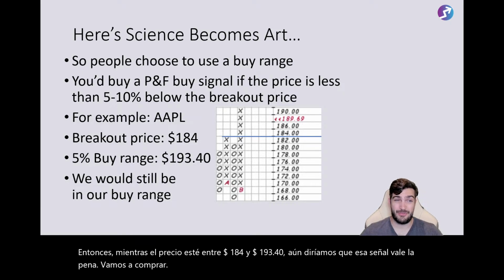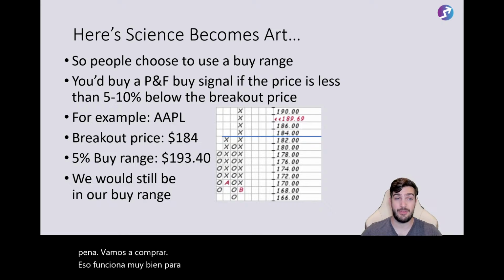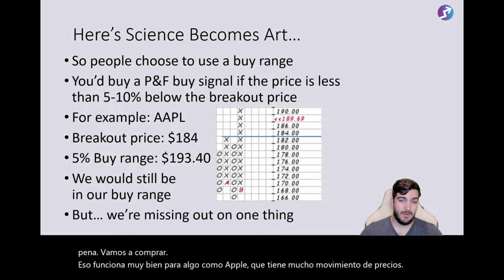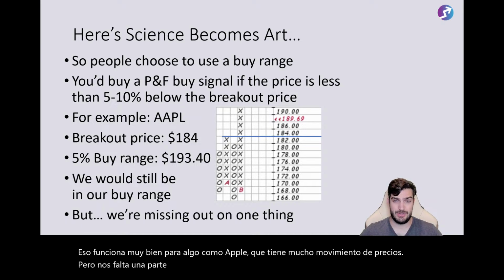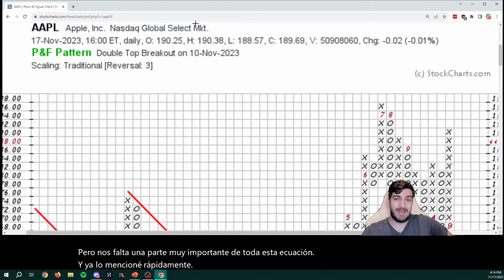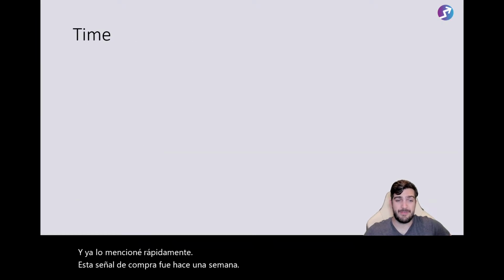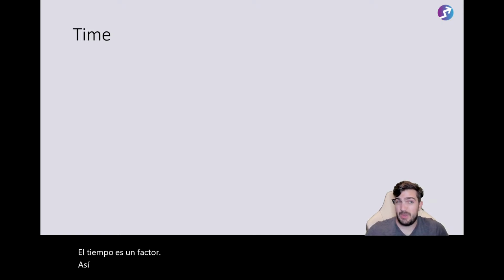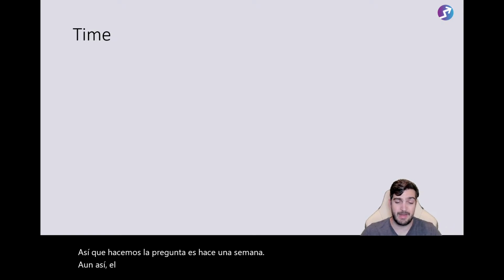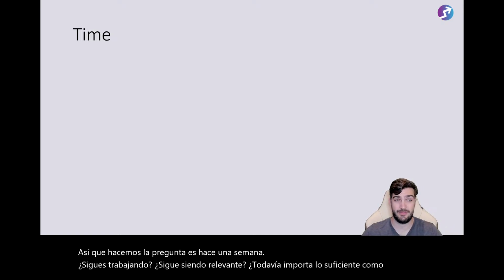That works really well for something like Apple that has a lot of price movement. But we're missing one very important part of this entire equation. And I already mentioned it quickly. This buy signal was 1 week ago. Time is a factor. So we ask the question, is 1 week ago still relevant? Does it still matter enough that we would buy off of that buy signal?